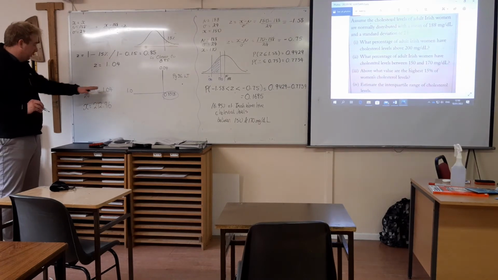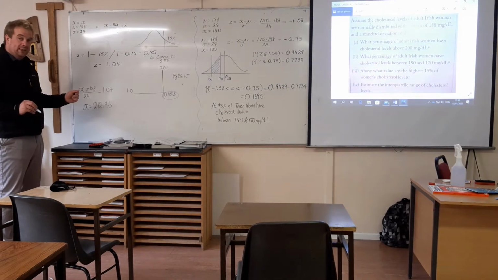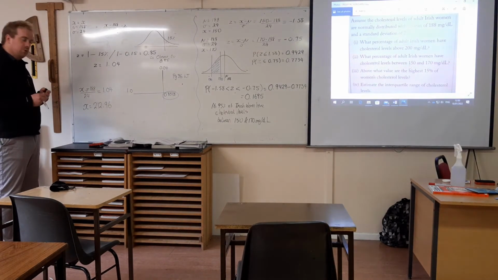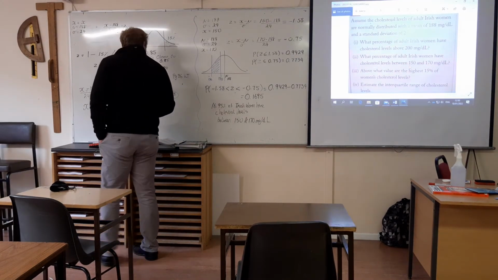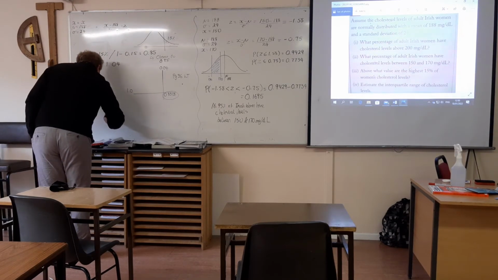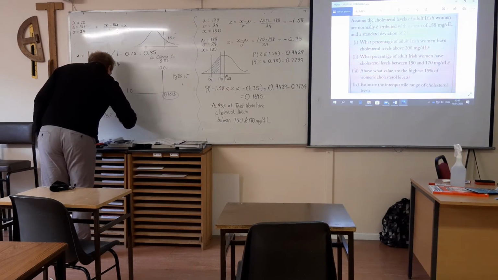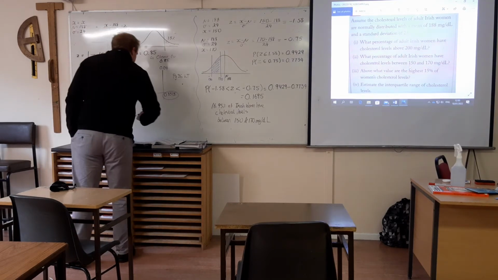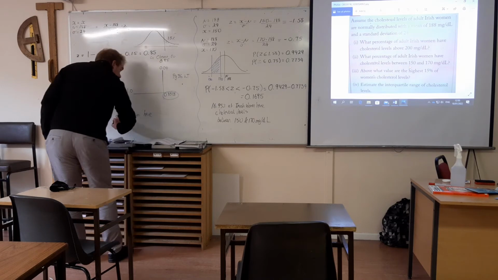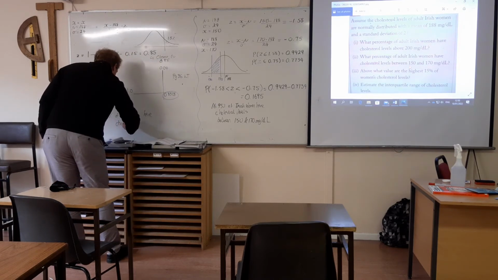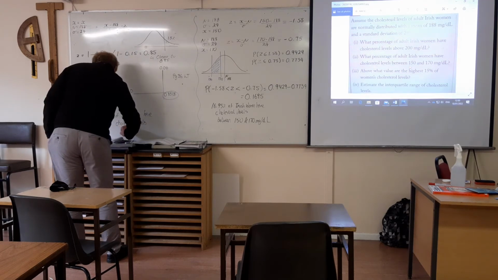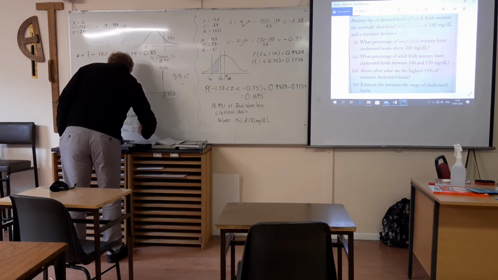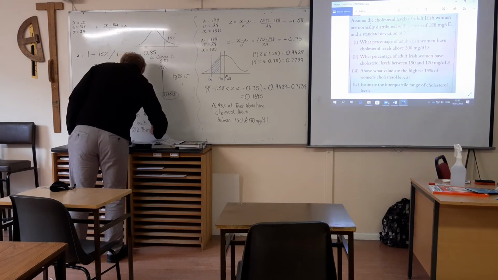So I just multiplied both sides by 24, added 188 to both sides, and that gave me 212.96. So what that means in terms of the statement is that 15% of Irish women have cholesterol levels above 212.96 milligrams per deciliter.